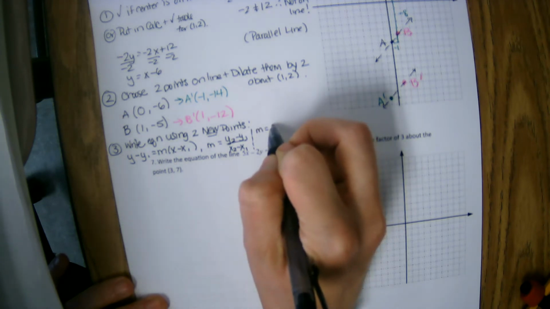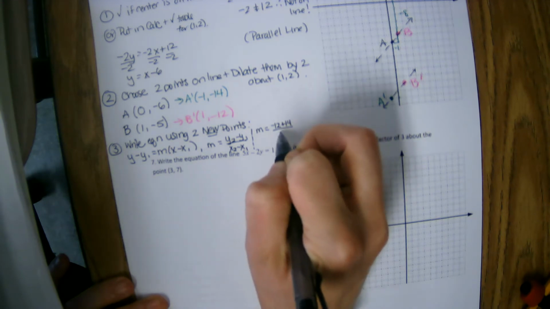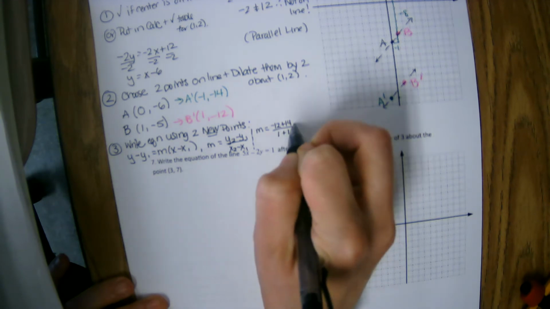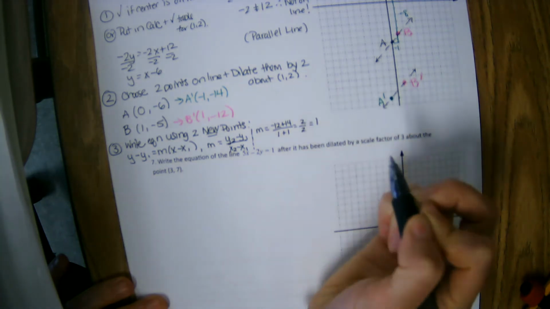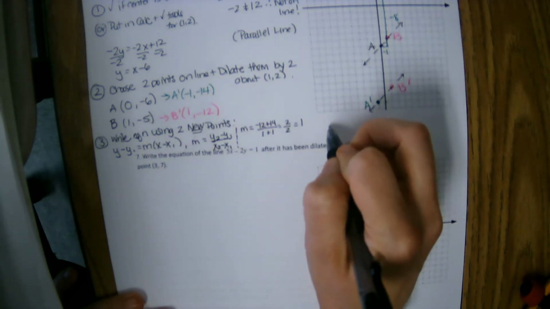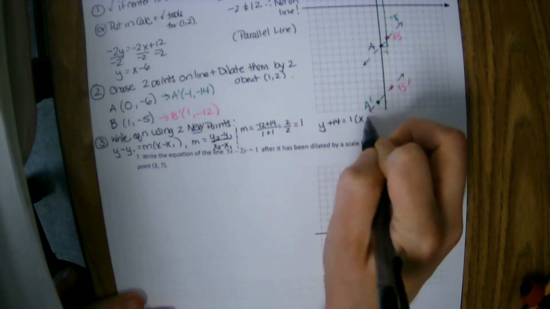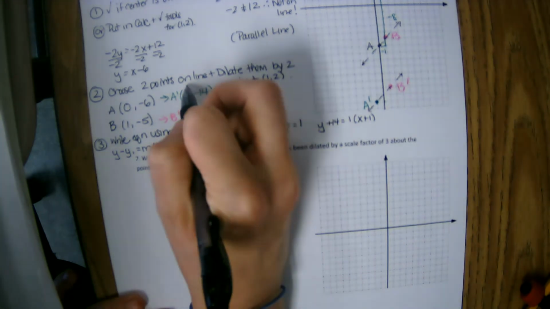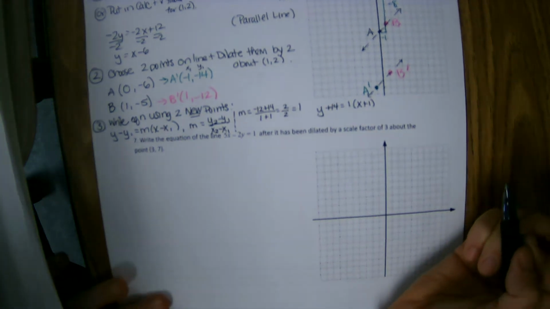So I'm taking negative 12 minus negative 14, so plus 14, over 1 minus negative 1. So that gives me 2 over 2, which is 1. So now I'm going to choose one of my points. I'm just going to choose A prime and substitute in. So y plus 14 equals my slope, which is 1, times x plus 1. So I'm calling this my x sub 1, y sub 1 point right there, the green one.